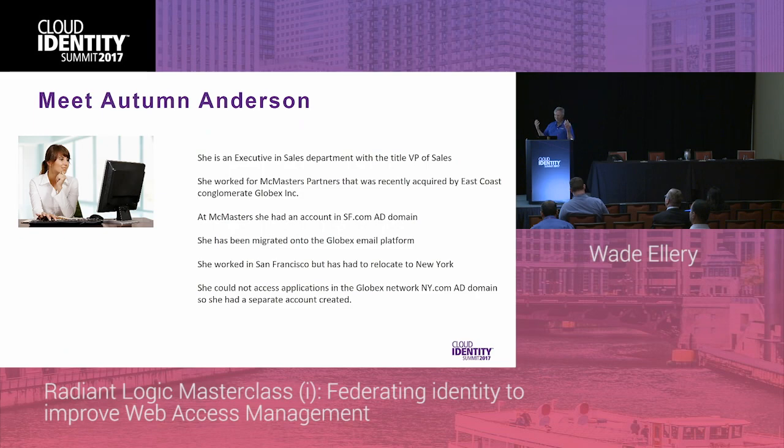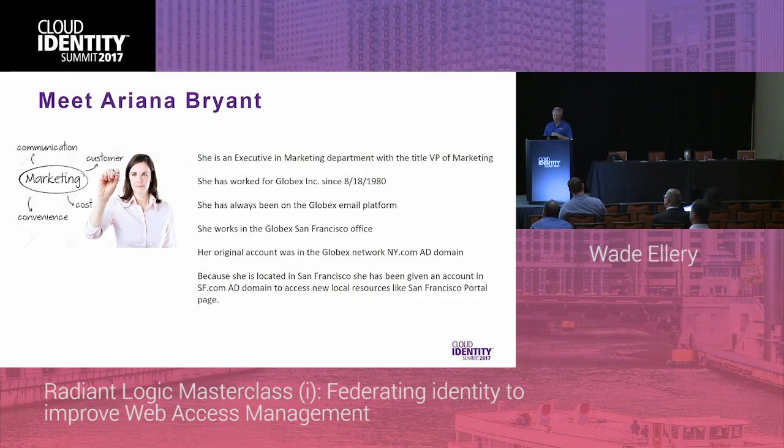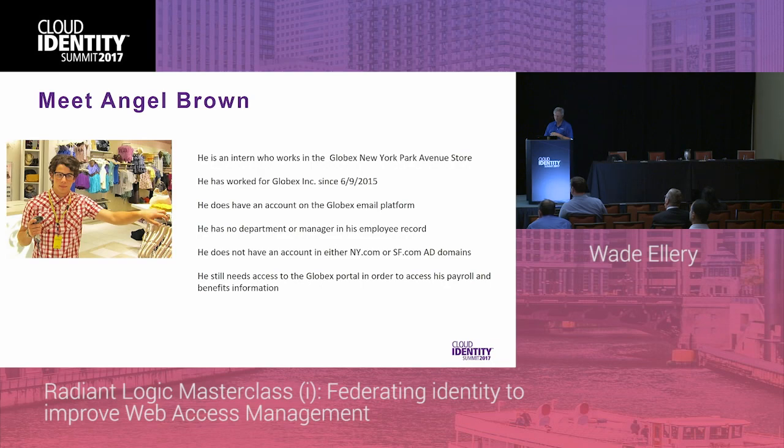Now we have inside that environment that I just talked about three constituents that we'll be going through our demo with. Autumn Anderson. Autumn's a sales executive out of the East Coast. This is a company, Globex, that was a merger of an East and a West Coast organization. I have Ariana Bryant, who is in marketing, and then I have Angel Brown, who looks like some of our teenage sons. He is actually a store employee and has much less information available to him, and we'll see that as we go through the system.